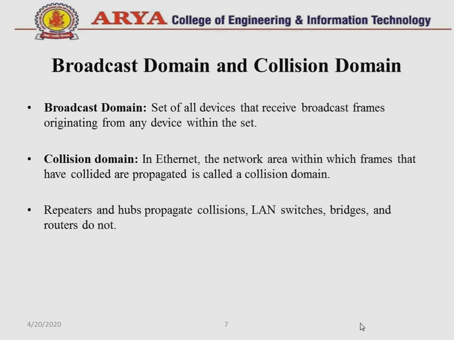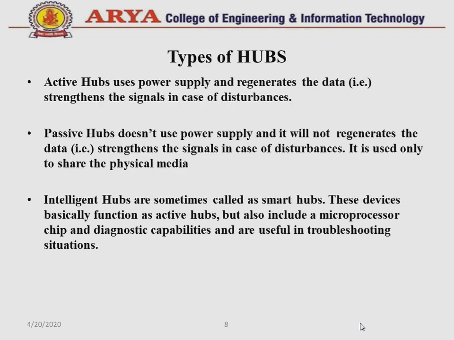Broadcast domain and collision domain. What is a broadcast domain? Broadcast domains are the set of all devices that receive broadcast frames originating from any device within the set. Collision domains. In Ethernet, the network area within which frames that have collided are propagated is called a collision domain. Repeaters and hubs propagate collisions, while LAN switches, bridges and routers do not propagate the collision further.